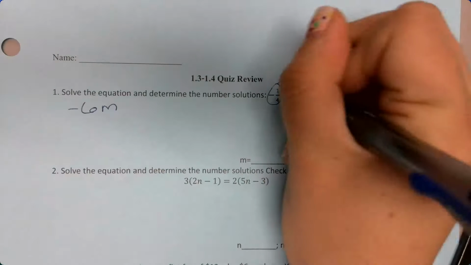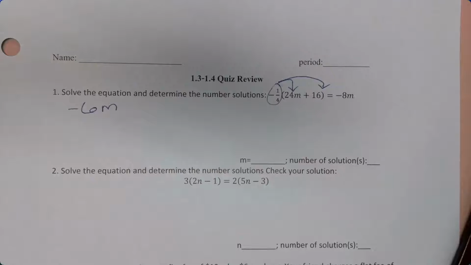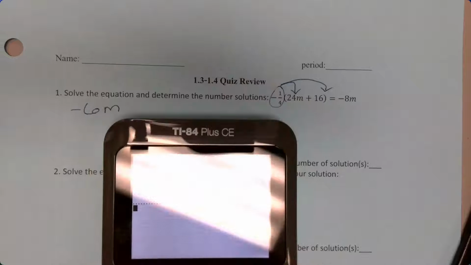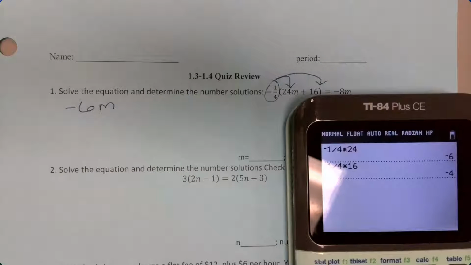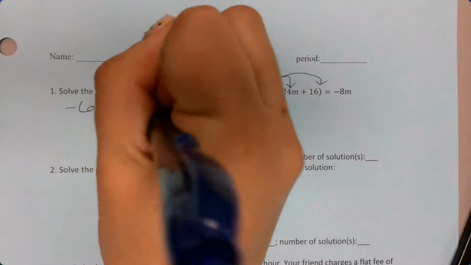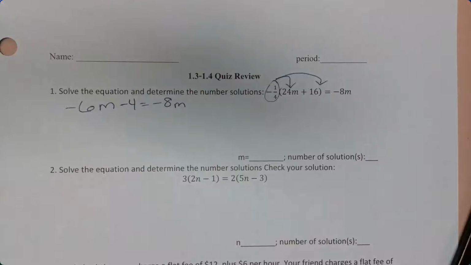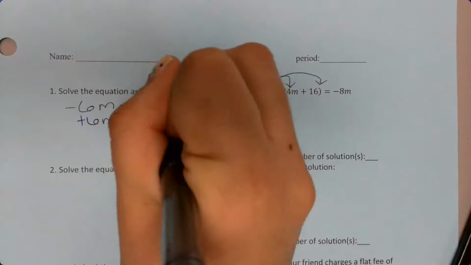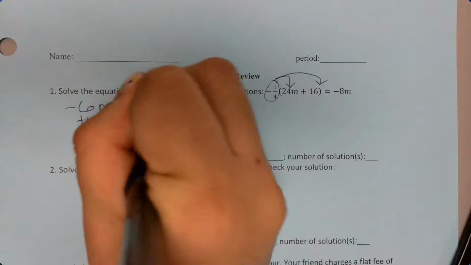Then I'm going to do the same thing, and I'm going to distribute that negative 1/4 to the 16. So I'm going to do negative 1/4 times 16. Sorry, there we go. That gets me negative 4 equals negative 8m. Then I want to get all of my variables on the same side. So I'm going to add 6m to both sides. Then I get negative 4 equals negative 2m.